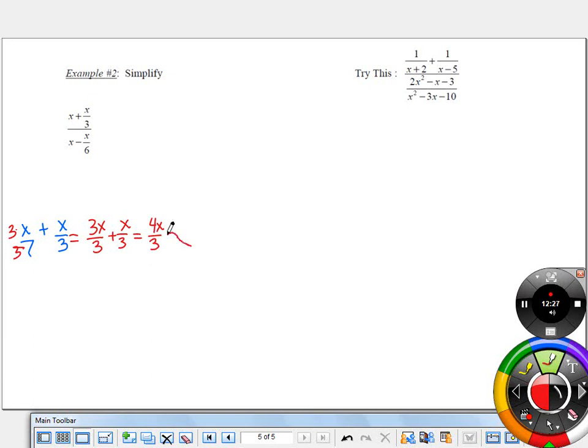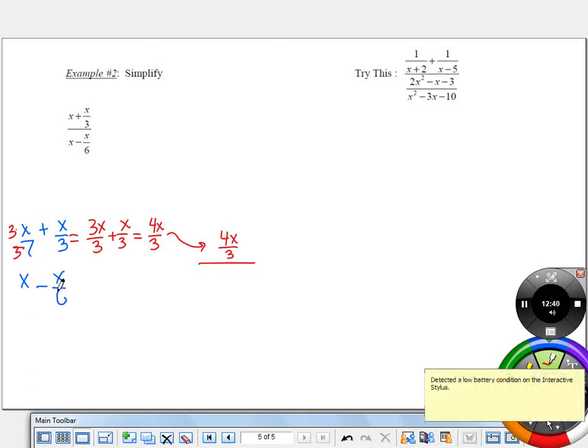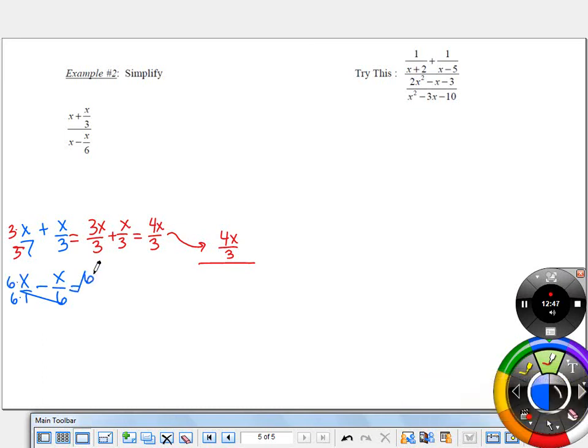Now remember, this was just the numerator of my complex fraction. That was being divided by another quantity. The other quantity also doesn't have all those fractions combined together, so I'm going to work on that. X minus x over 6. I need a common denominator again, so I'm going to multiply by 6. So this is going to give me 6x over 6 minus x over 6, which is 5x over 6. So my denominator here is 5x over 6.